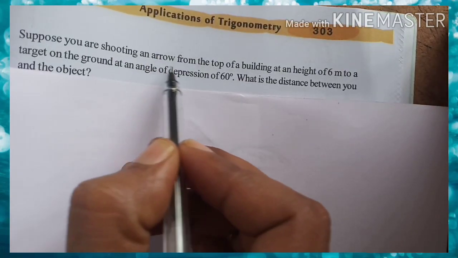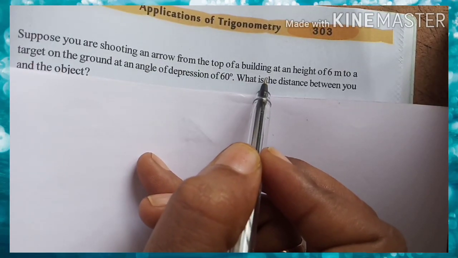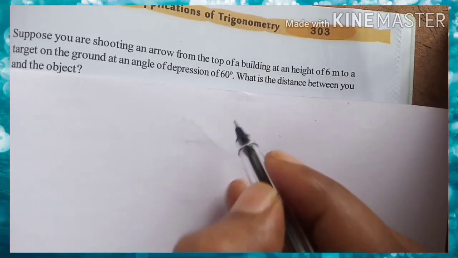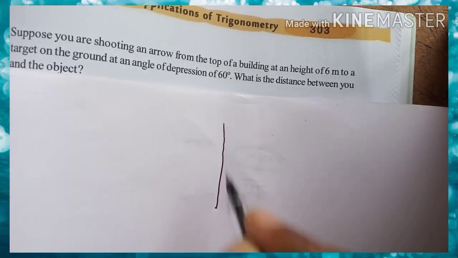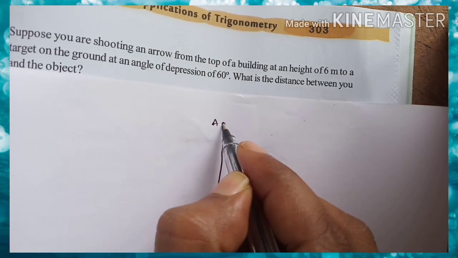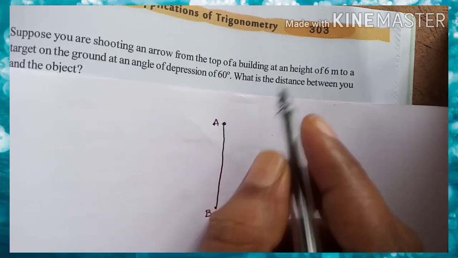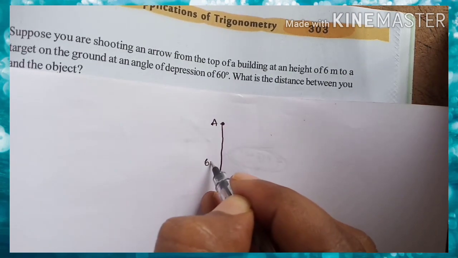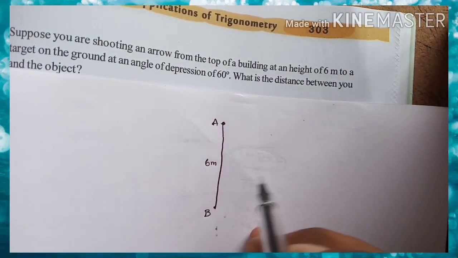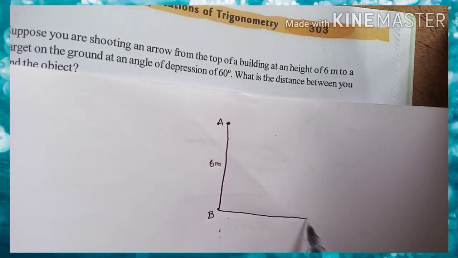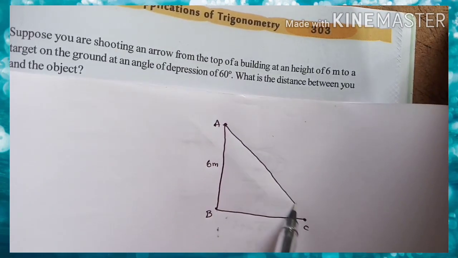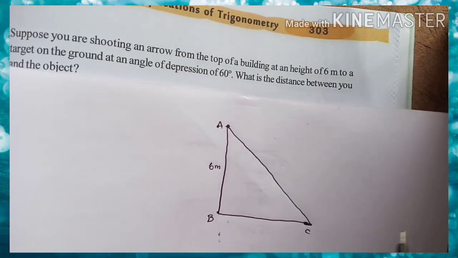Suppose you are shooting an arrow from the top of a building. So here you should be at the top of a building. Let the building be A, B. You are at the top of the building at a height of 6 meters. To target on the ground, the angle of depression is 60 degrees. This is the ground level. Here is a target called C, at an angle of depression of 60 degrees.